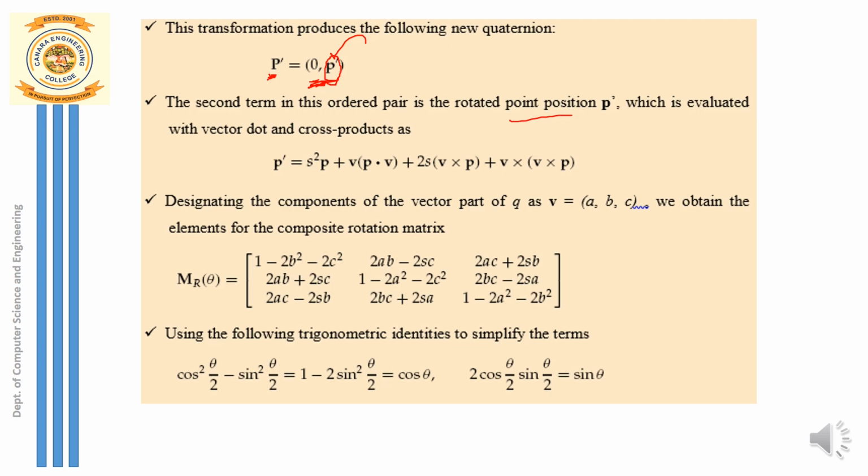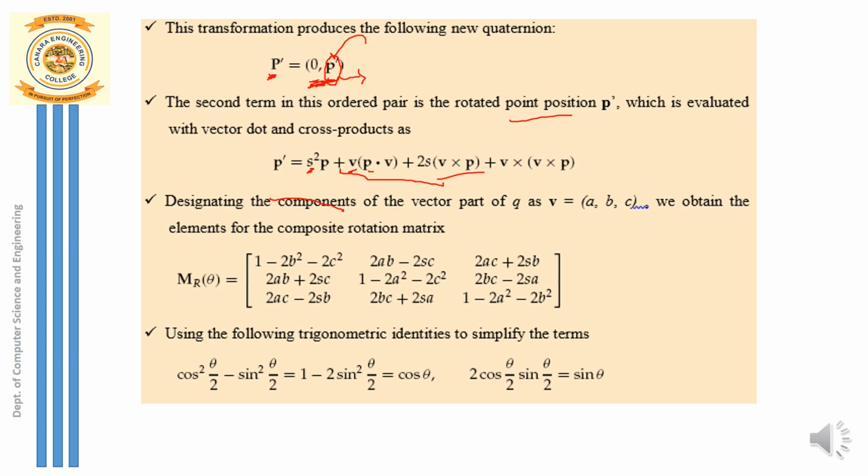Now this point p dash, whatever you get after performing rotation, can be evaluated something like this by taking a dot product and cross product. So this is a standard representation for any rotated point. This s square indicates the scalar part multiplied by the original position, plus v, the vector component, multiplied by the original position into the vector component, plus 2 into the scalar component multiplied by the cross product of vector and the point. So this is a standard representation using which you can evaluate this rotated point.